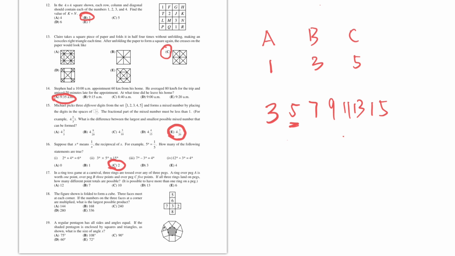For 5, put 2 on A and 1 on B, that gives us 5. 7 means 2 on A and 1 on C, that's 7. For 9, that means A, B, C each one gets 1, add them together. So we can prove that all the odd numbers from 3 to 15, the total is 7. So the answer is B.